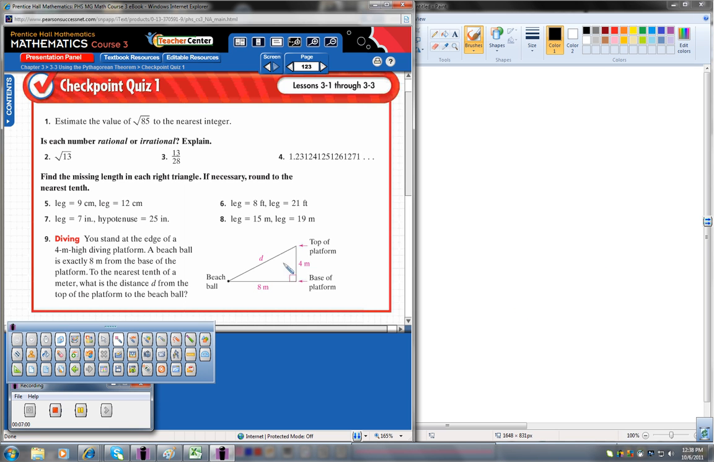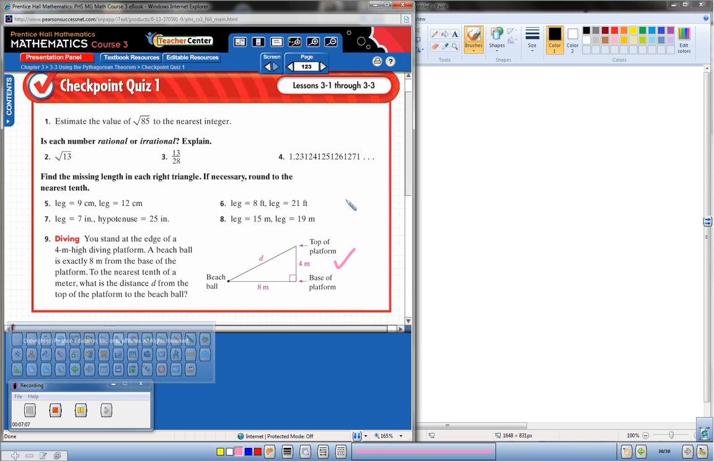The next problem, which is in pink, is giving us a drawing of a real-life situation here of a diving platform which is 4 meters above the ground and 8 meters away from where a beach ball sits. If we're standing at the top of the platform looking down at the beach ball, the question is, what is that distance d? Well, as you can see, we've got a right triangle here, and the legs are sides 4 and 8, and the hypotenuse is d.